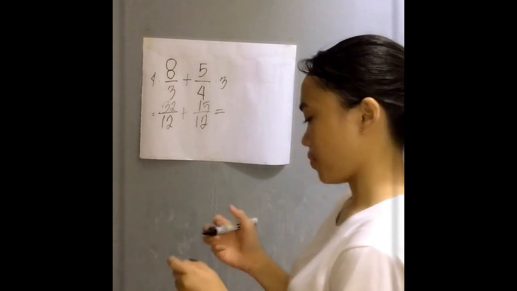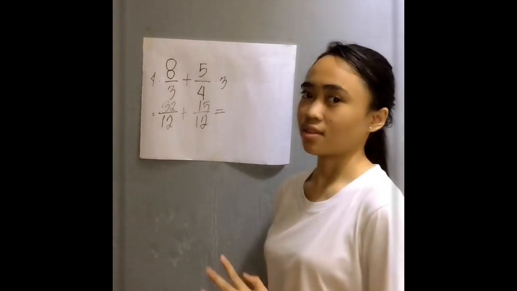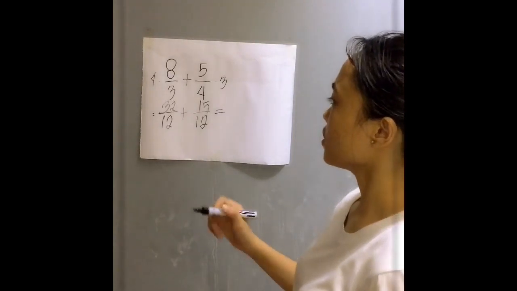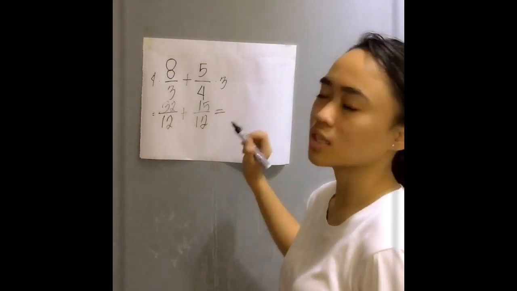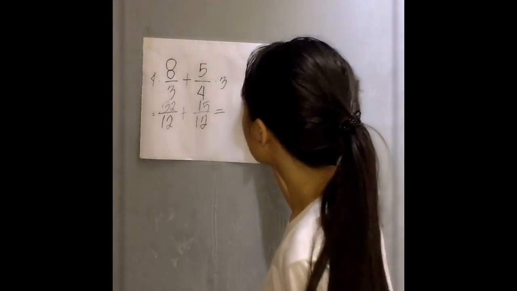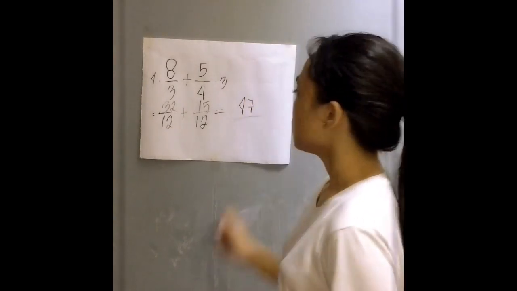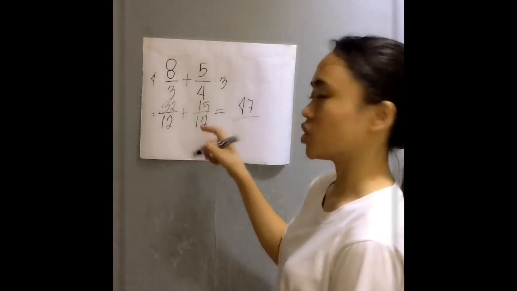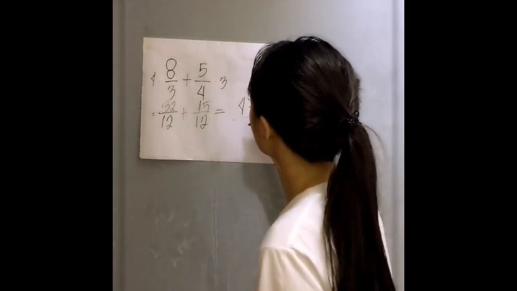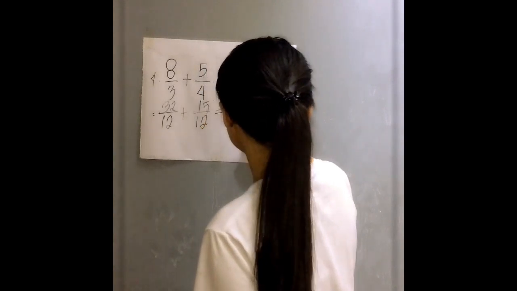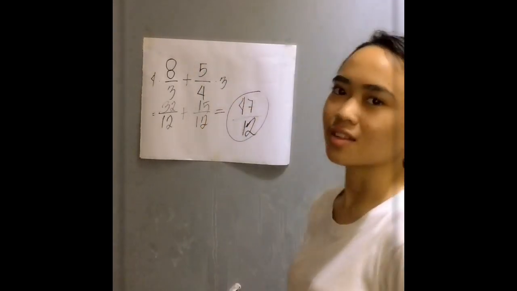So now, to get the final answer, add the numerators, which is 32 plus 15 is equal to 47. And then, you also copy the denominator, which is 12. Okay. And that is the final answer.